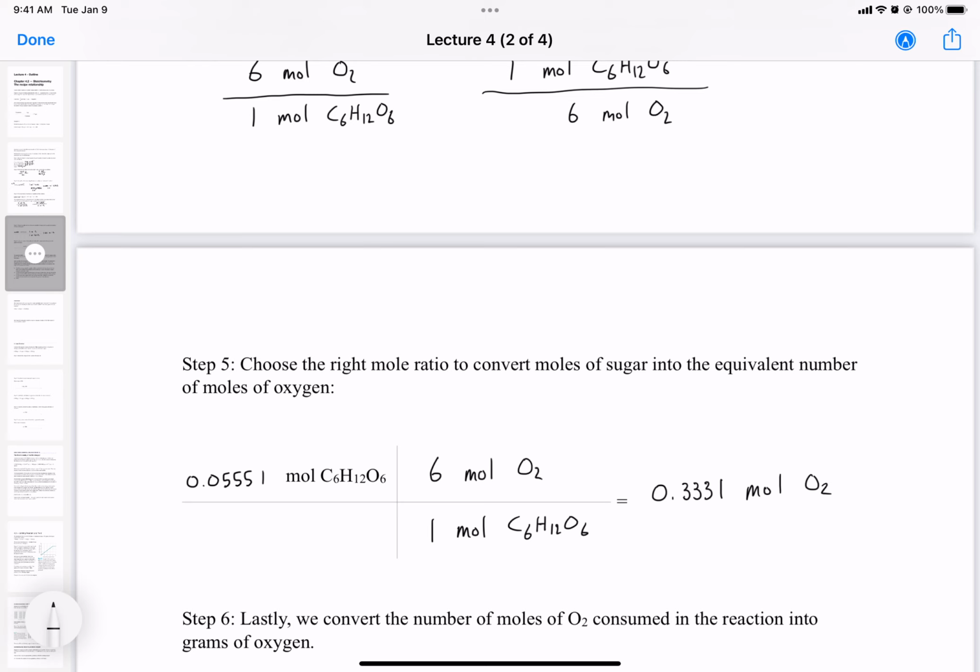You're given a known amount of the first reagent or reactant, and then you're determined to figure out how much of the other reactant you need to react with all of that amount of the first reactant. Okay, and in this case, it's oxygen. We're determining how many moles of oxygen we need.